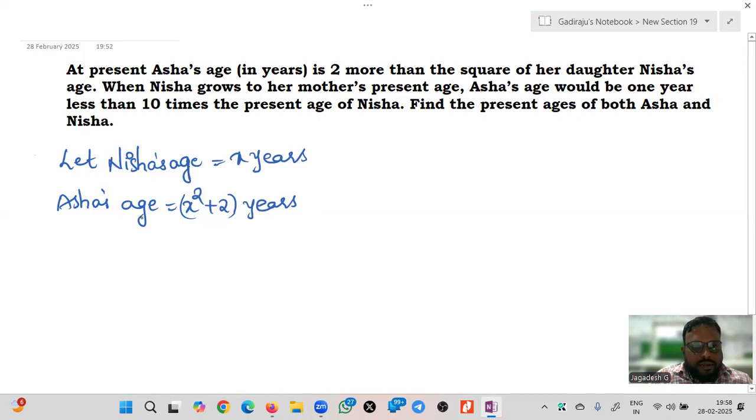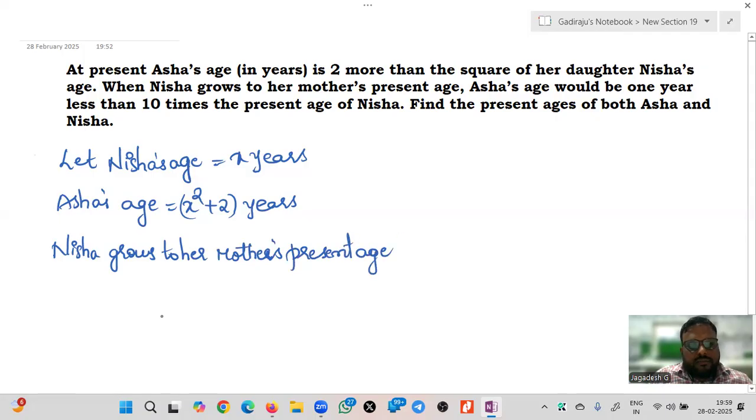Let us look into this. One important condition is when Nisha grows to her mother's present age. That means she comes to x square plus 2 years. When she grows from x years to x square plus 2 years, the mother's age also will increase, is it not? Nisha's age increased from x years to x square plus 2 years, so Asha's age also will increase. So how much will it increase?